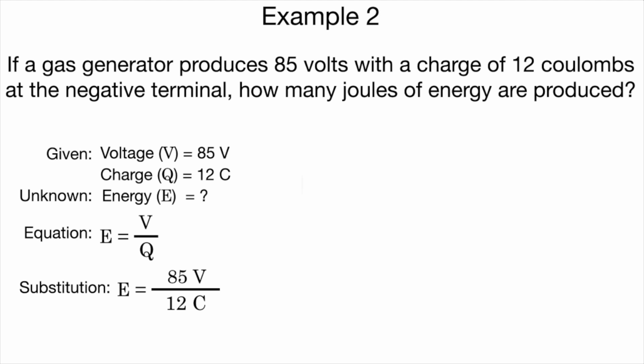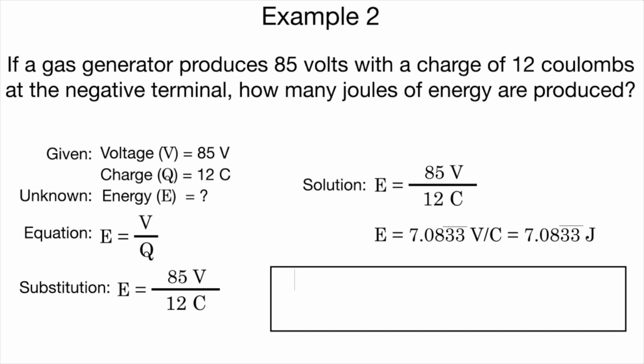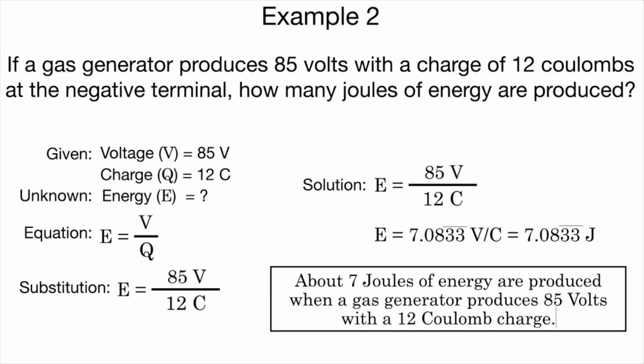So our solution, E equals 85 volts over 12 coulombs, so E equals 7.0833 repeating volts per coulomb, or 7.0833 repeating joules. So we can say that about 7 joules of energy are produced when a gas generator produces 85 volts with a 12 coulomb charge.